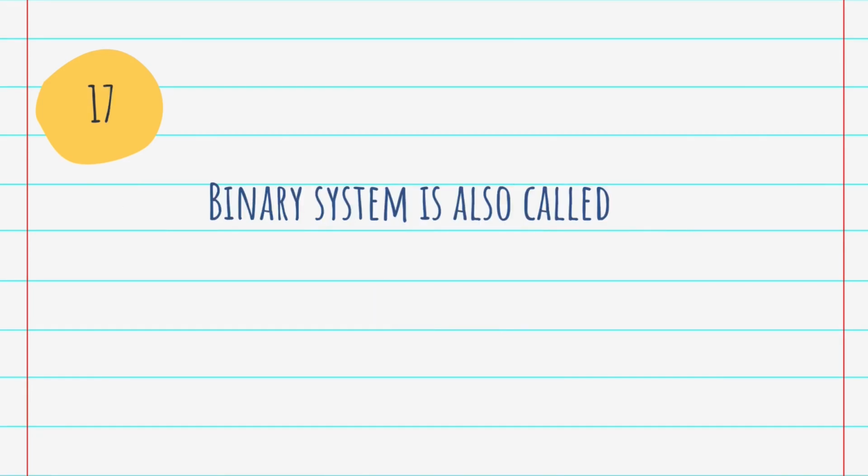Question number 17. Binary system is also called. Answer is base 2 system. A binary number is a method of mathematical expression which uses only two symbols, typically 0 and 1, expressed in the base 2 numeral system.